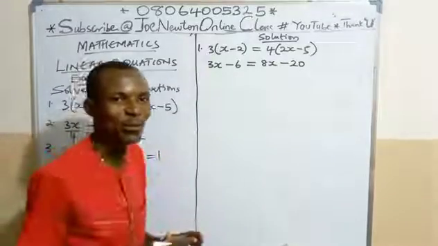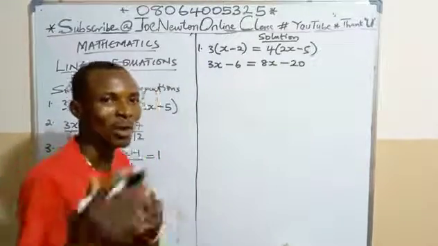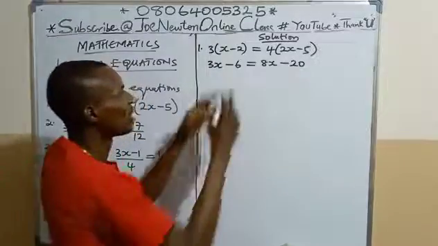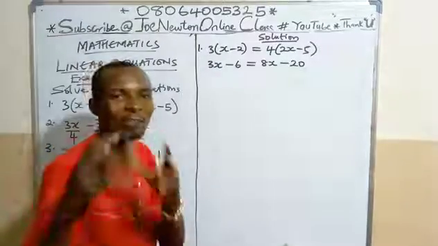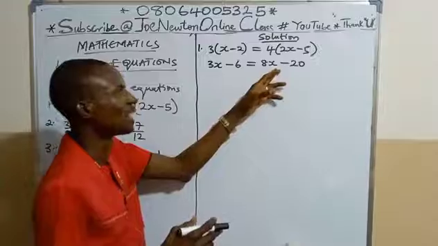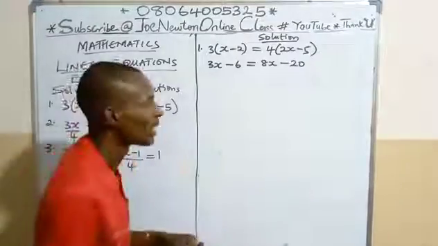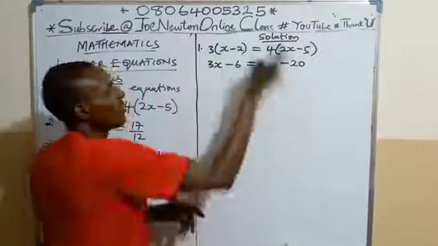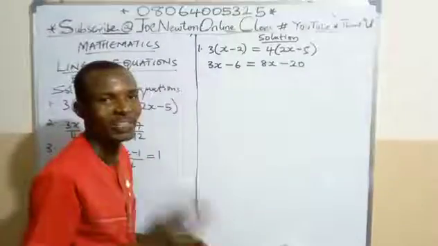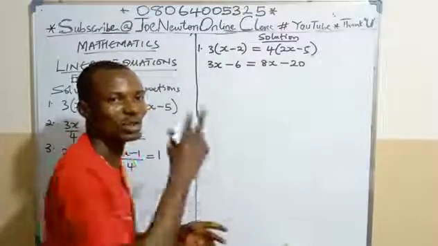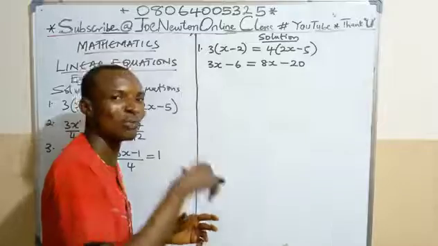Then the next step is to do what? Collect like terms. What do we mean? The families of ordinary numbers will go together, and members of those with the variable, the unknown variable, this x, will go together. And there's a rule. If anyone crosses the boundary of equality, the sign will change. If it has plus, it will change to minus. If it is minus, it goes to plus.